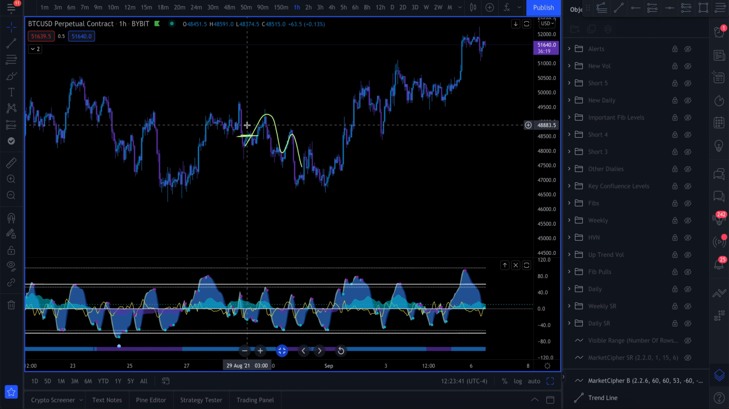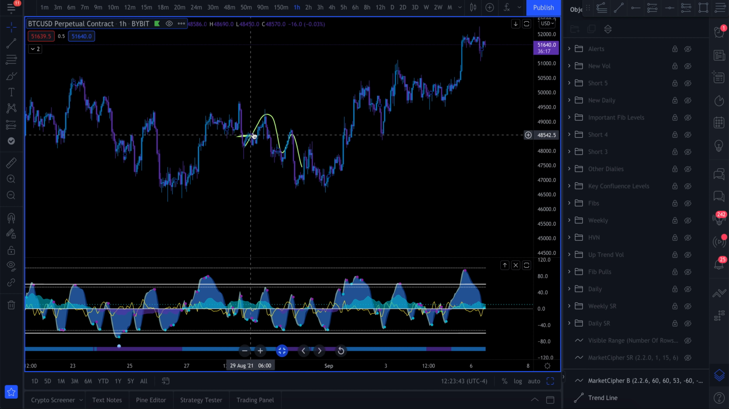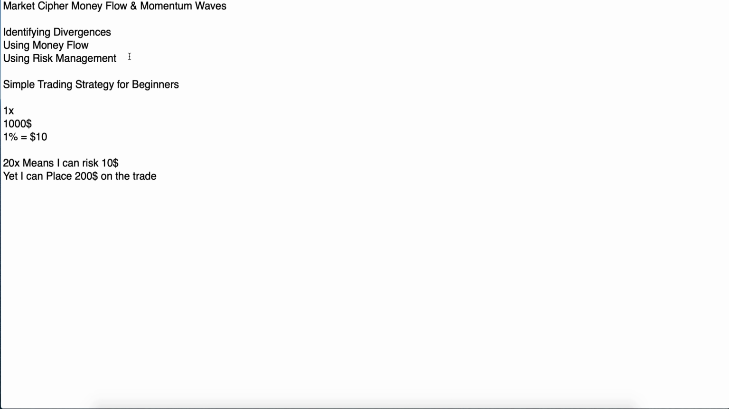But if you're using 1x leverage, there's no way you're going to get liquidated, especially if you're only risking 1% of your account. Why 1%, guys? This is very important. I know people hate risk management, but the truth is, if you only lose 1% of your account per loss, it's very easy to make it back in one trade.